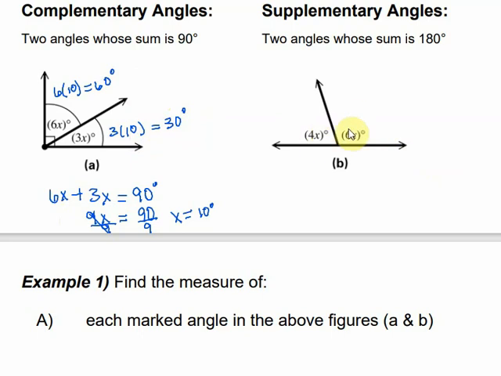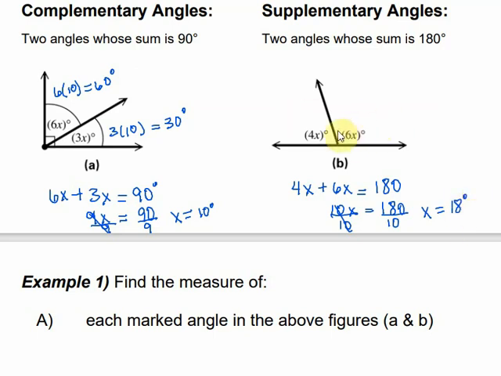Now in B, these two angles are supplementary. And we know that if they're supplementary, they have to add to be 180 degrees. So we're going to set up an equation just like we did in the other one, except in this one, when we add the two angles together, we're going to have them equal 180 degrees instead of 90. So if I add 4x plus 6x, that's 10x equals 180. Divide by 10, and x equals 18. Okay, so that's 18 degrees.